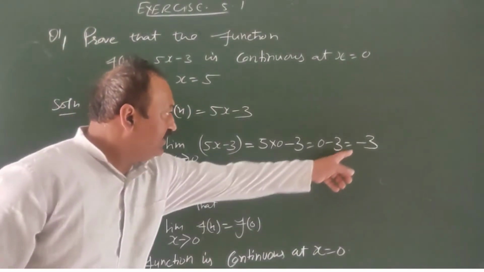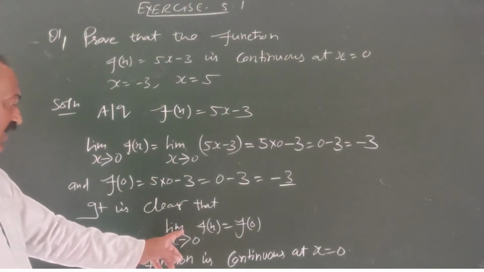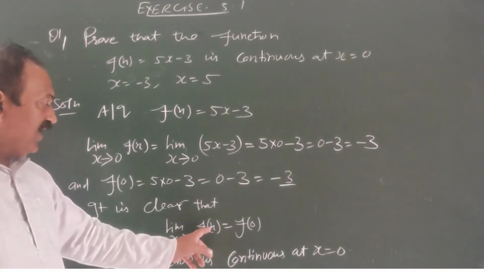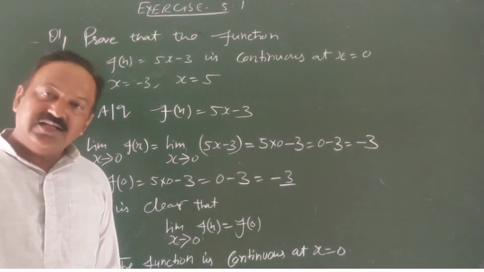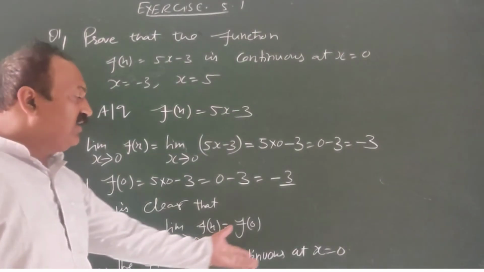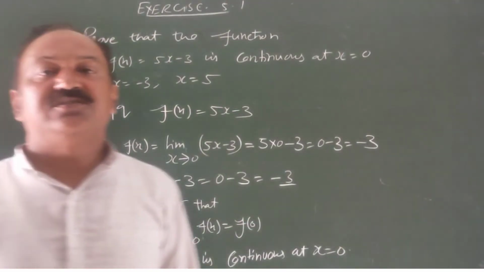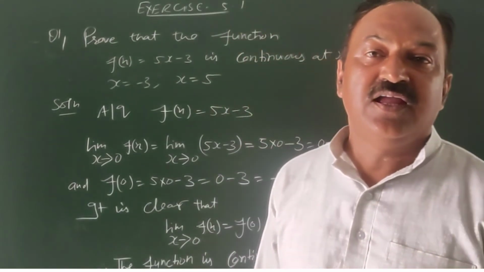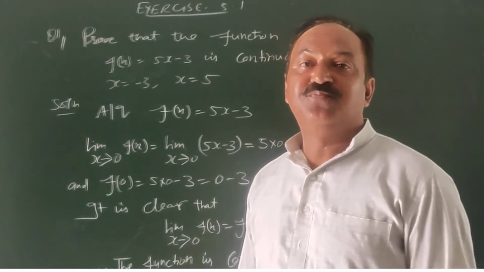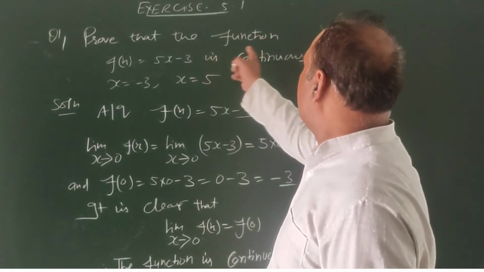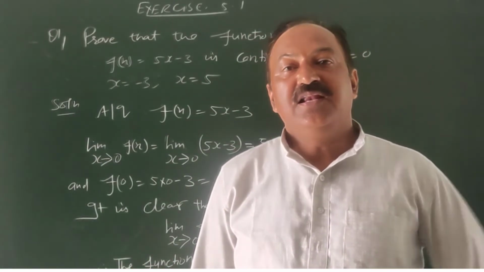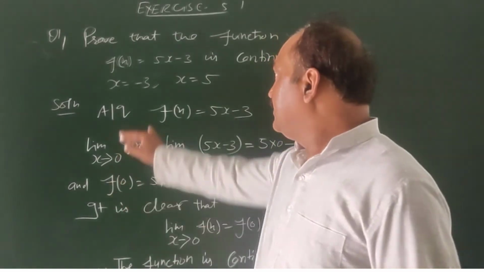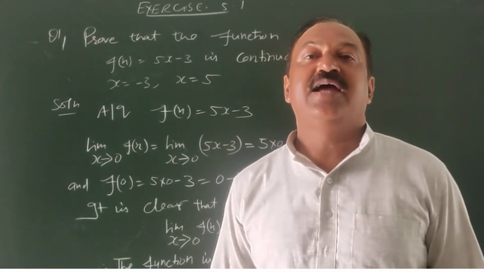Therefore, it is clear that the limit x approaches to 0, f of x is equal to the value of the function at x is equal to 0. Hence, the given function is continuous at x is equal to 0. And this is the procedure to prove that the function is continuous at x is equal to 0. Similarly, let us check at x is equal to minus 3 and at x is equal to 5.